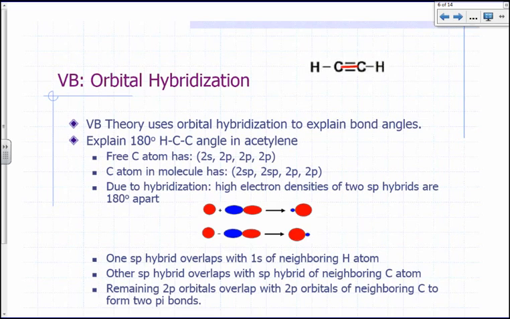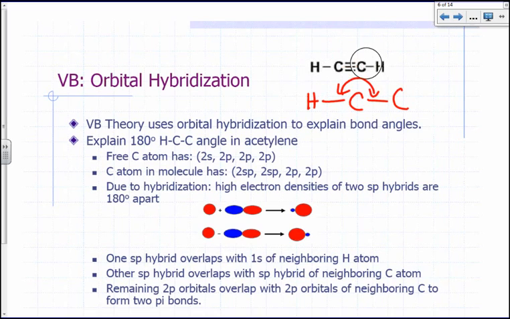Because of the shape, we predicted the shape of this molecule, and experimental observations corroborate that prediction, that this HCH angle is 180 degrees. That means this sigma bond between these two carbon atoms and this sigma bond between the carbon and the hydrogen atom are oriented 180 degrees apart. So how do we explain that?